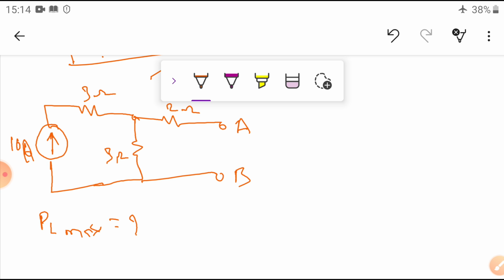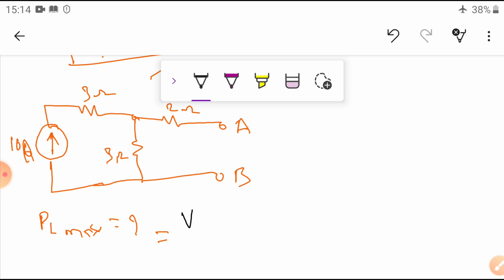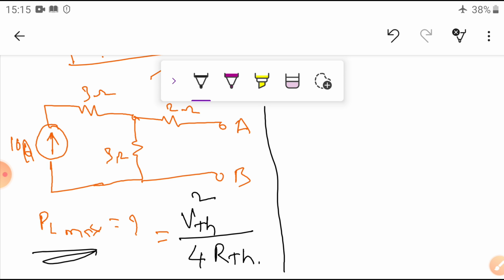For this purpose, what is the formula we have already seen? P L is equal to V Thevenin squared divided by 4 times R Thevenin. So we will find V Thevenin and R Thevenin, and then we get P maximum. For that, you can apply Norton's theorem or Thevenin's theorem to find the V value and the R value. What is R Thevenin? By seeing the circuit, you will get it.